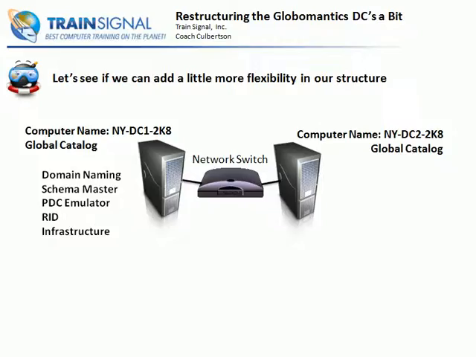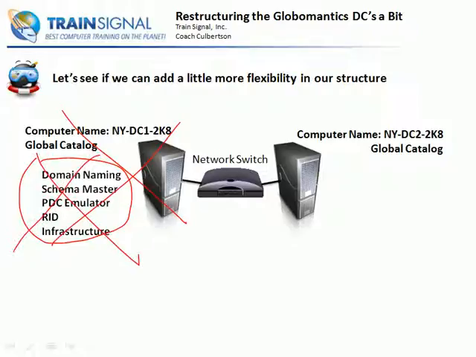All right, so moving on, let's see if we can add a little more flexibility to our network right now. Okay, because we have not done anything with the operations masters, here's what we end up with. Our DC1 machine, which is also a global catalog, has all of the masters on it right now. Okay, and I mean all of them. Domain naming, schema master, PDC emulator, the RID, and the infrastructure. So that means that if this guy goes down, all of these guys go down with it.